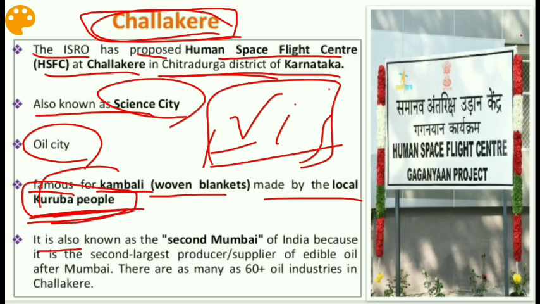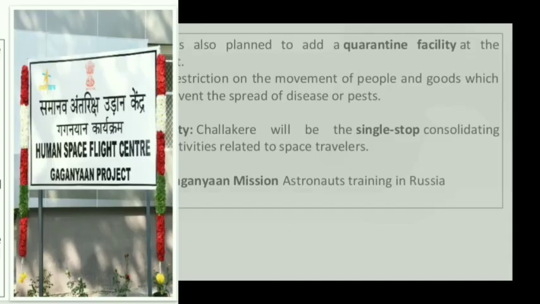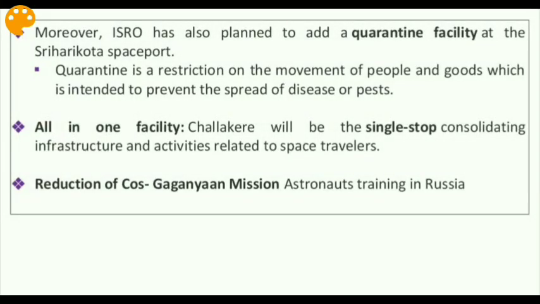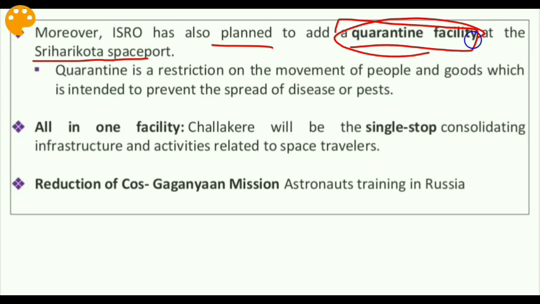It is also known as the second Mumbai of India because it is the second largest producer or supplier of edible oil after Mumbai. There are as many as 60 plus oil industries in Challakere. Moreover, ISRO has also planned to add a quarantine facility at the Sriharikota spaceport. What is this quarantine facility? Quarantine is a restriction on movement of people and goods which is intended to prevent the spread of disease or pests. All in one facility.